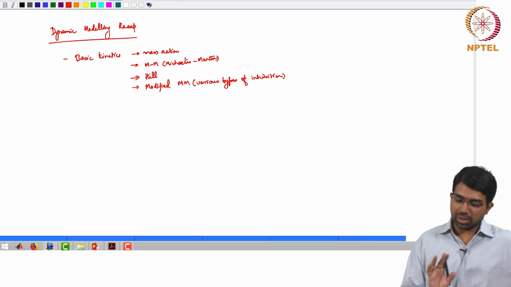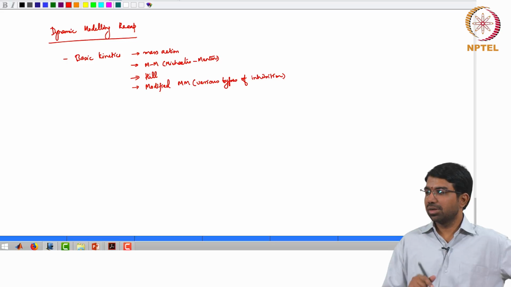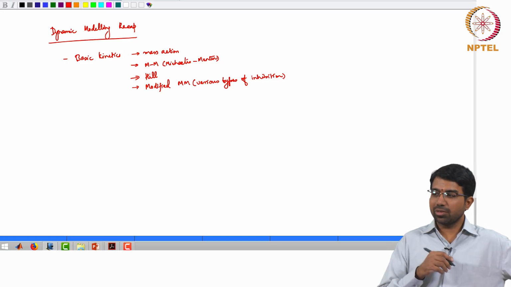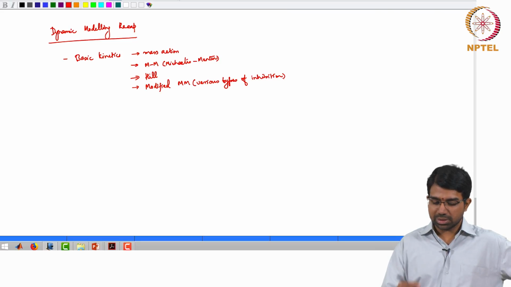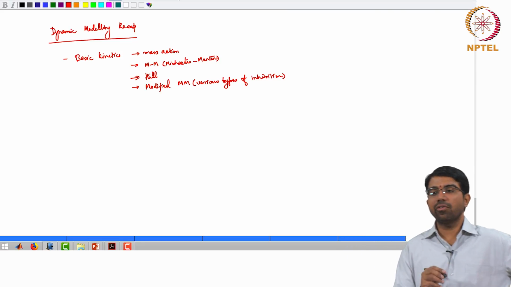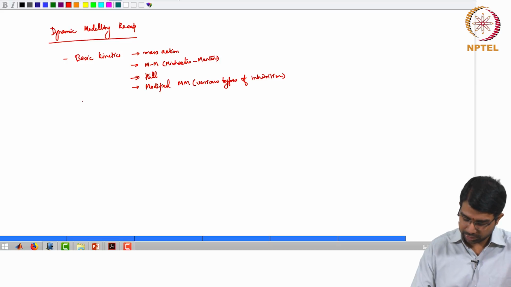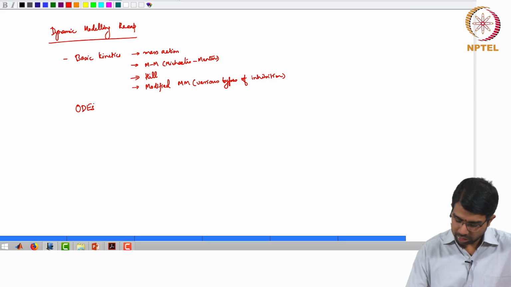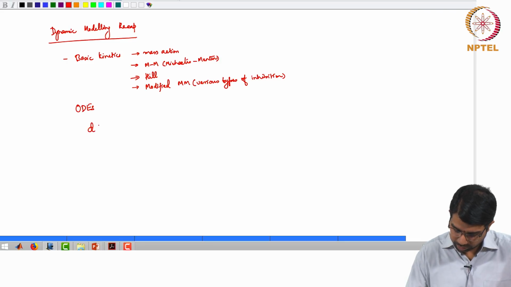So, essentially the logic was the same in all cases. Draw sort of wiring diagram, figure out what are all the interactions, qualify every interaction with some kinetic equations, and then assemble a bunch of equations, differential equations. So, then ODEs, right. How did our ODE system look like?